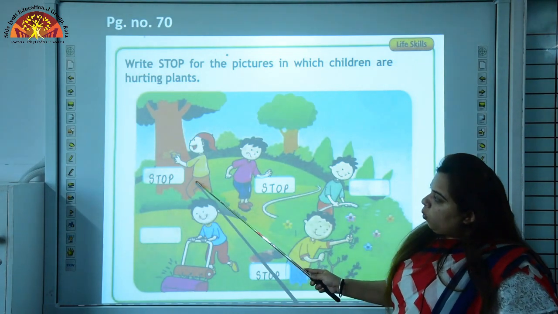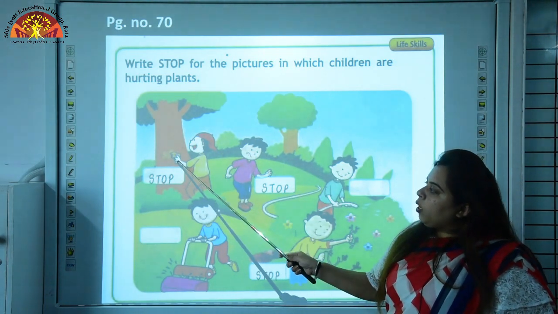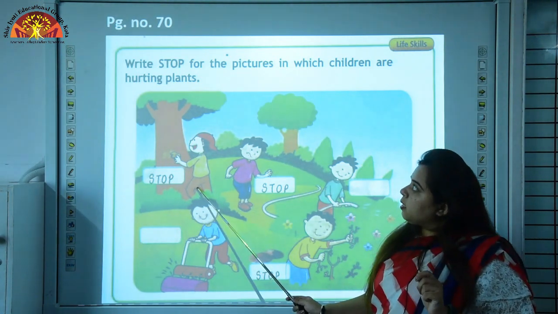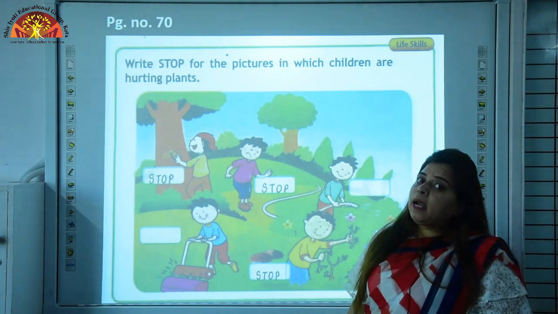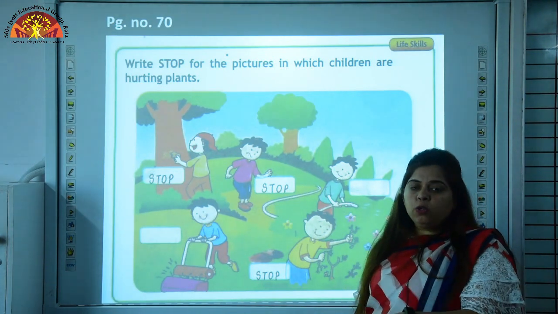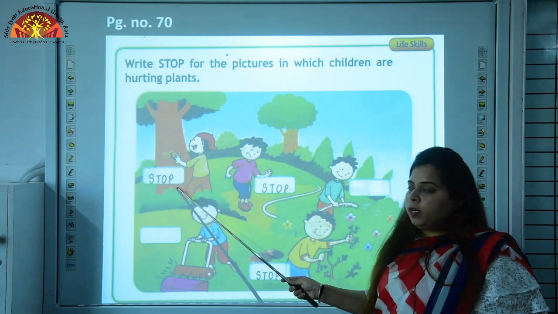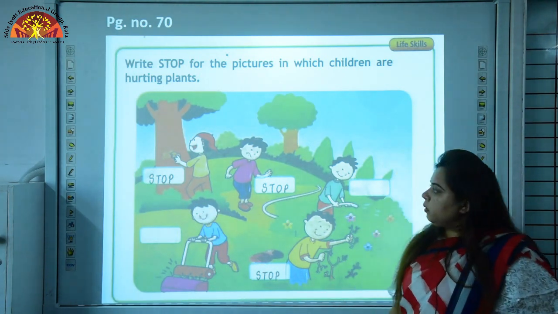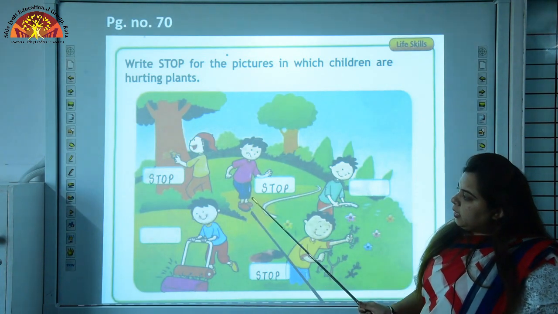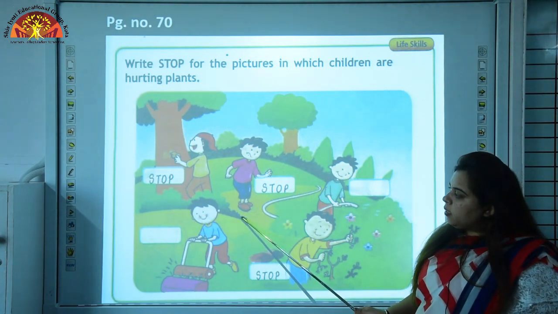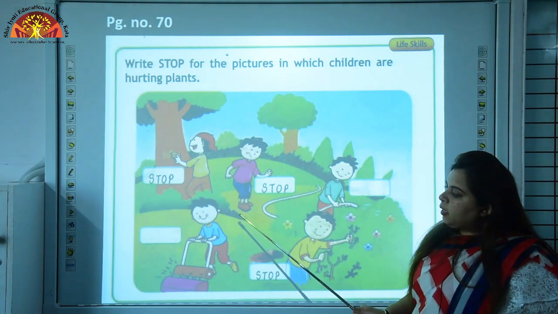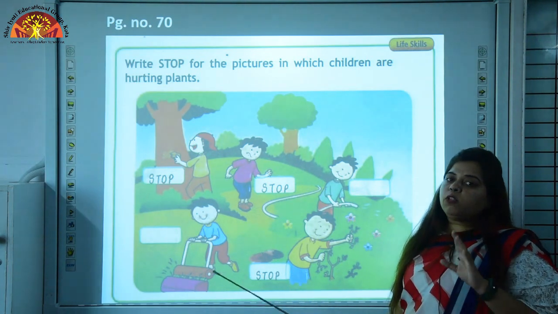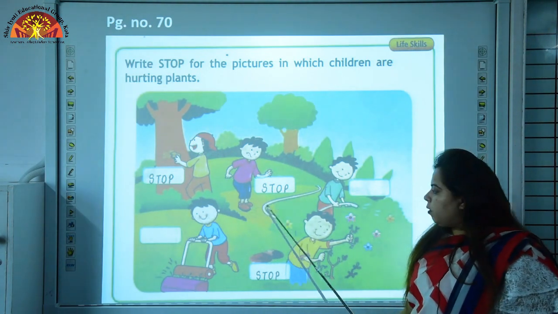Let's see. Okay, what a boy is doing? Boy is scratching its trunk and he is writing something. So is it a good thing or bad thing? It's a bad thing. So we should stop this, we should not do this. So we will write stop over here. S-T-O-P, stop. Every letter will be bold. Next, now you can see this boy, what this boy is doing. He is plucking the leaf and throwing it on the ground. So this is wrong, we should stop this, we will write stop over here.